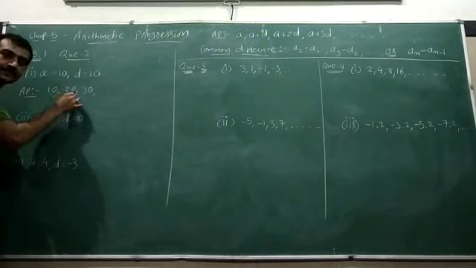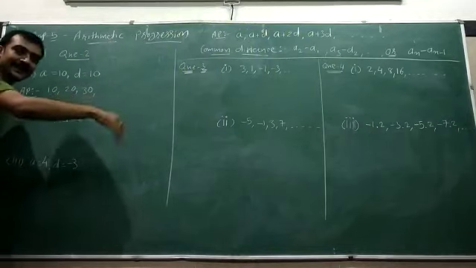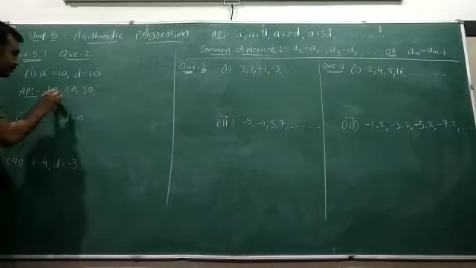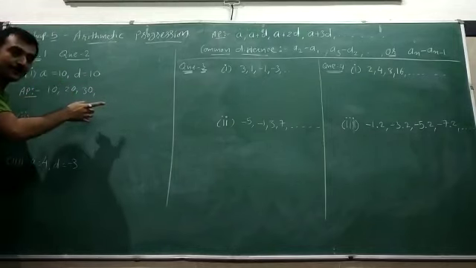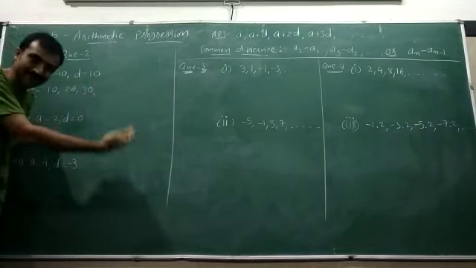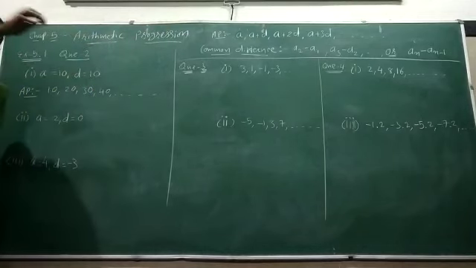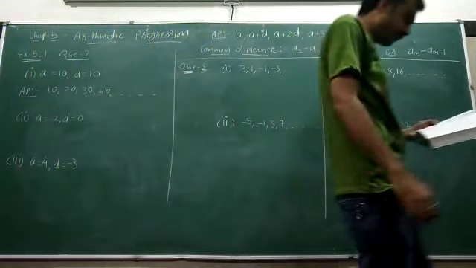So what is the difference between these two terms? That is 10. So you have to add 10 to each preceding term to get its successive term. So here we get 10, 10 plus 10 is 20, 20 plus common difference is 30, 30 plus common difference will be 40, and so on. Okay, understood?